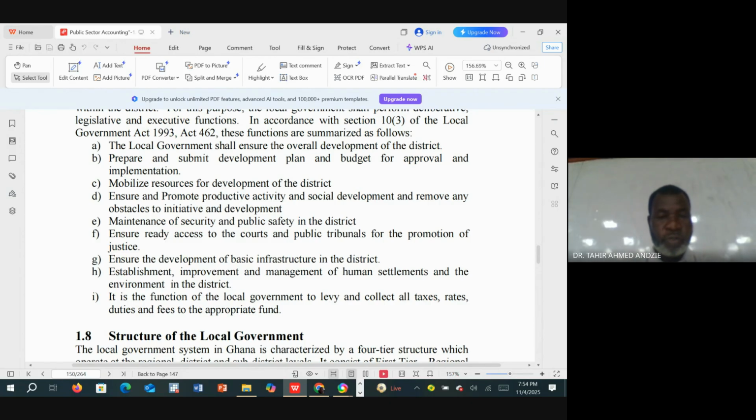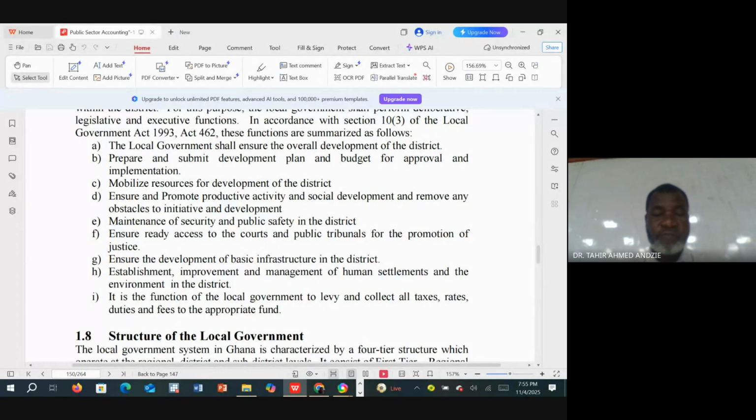Also, they have to ensure ready access to courts and public tribunals for the promotion of justice. So that's why we have the district courts, the district magistrate and all that. Sometimes we have a district tribunal to ensure that issues of legal justice are dealt with. They have to ensure the development of basic infrastructure in the district. Talk of schools, hospitals, social amenities like boreholes, water, and electricity. These are all the functions of this assembly.